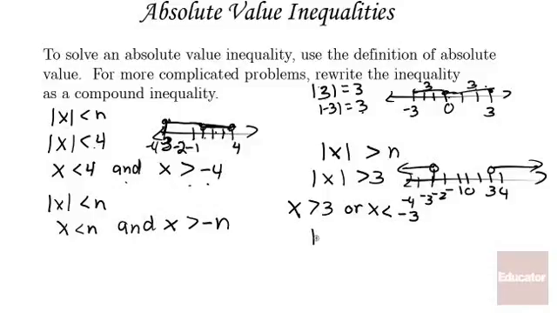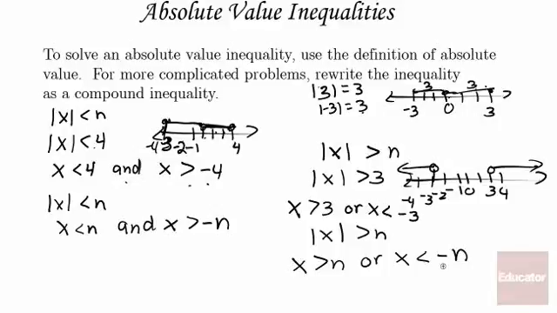And generalizing this out, this would say that the absolute value of x is greater than n could be rewritten as x is greater than n or x is less than negative n. So you need to keep these in mind. When you see the absolute value of x is less than n, you rewrite it as x is less than n and x is greater than negative n. When you see the absolute value of x is greater than n, then x is greater than n or x is less than negative n.